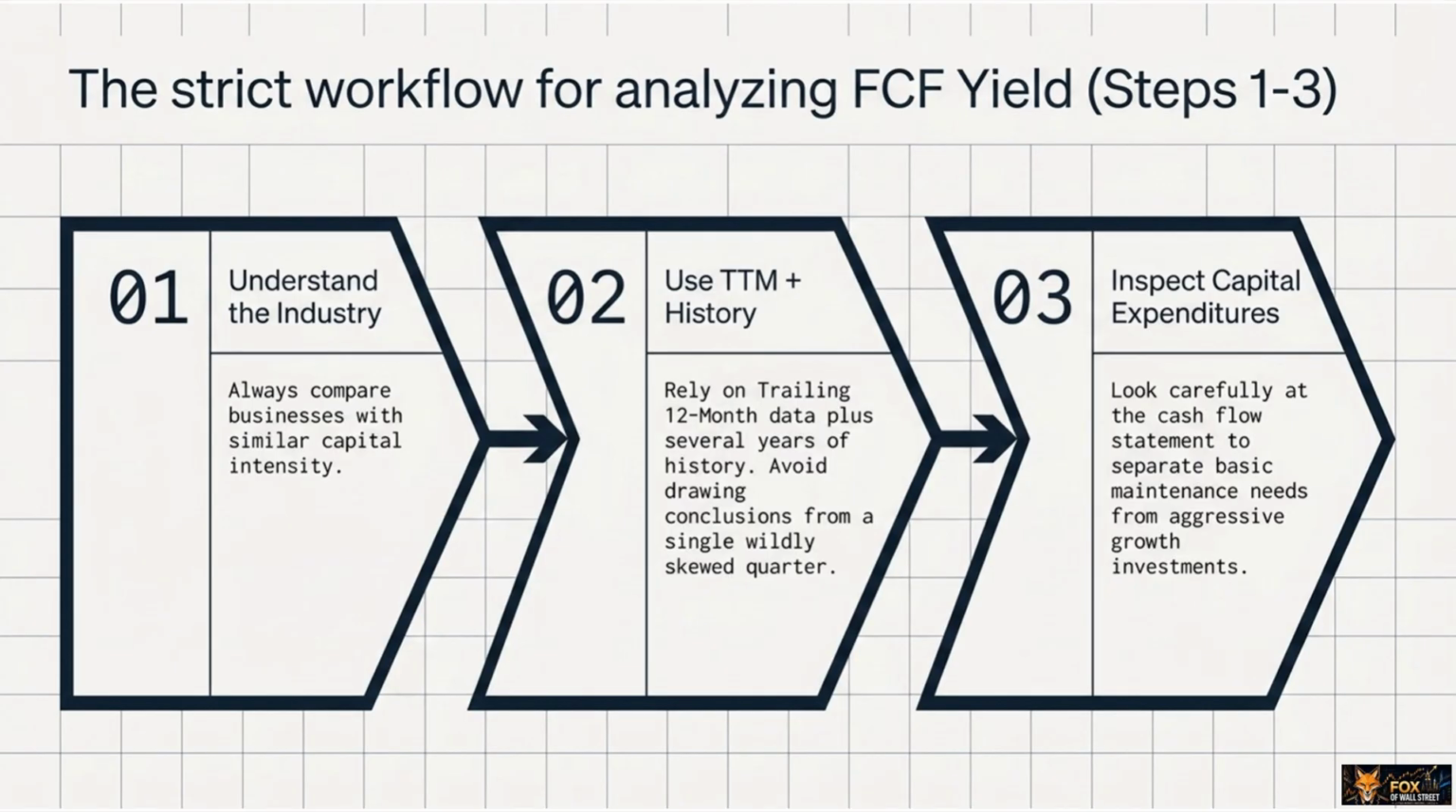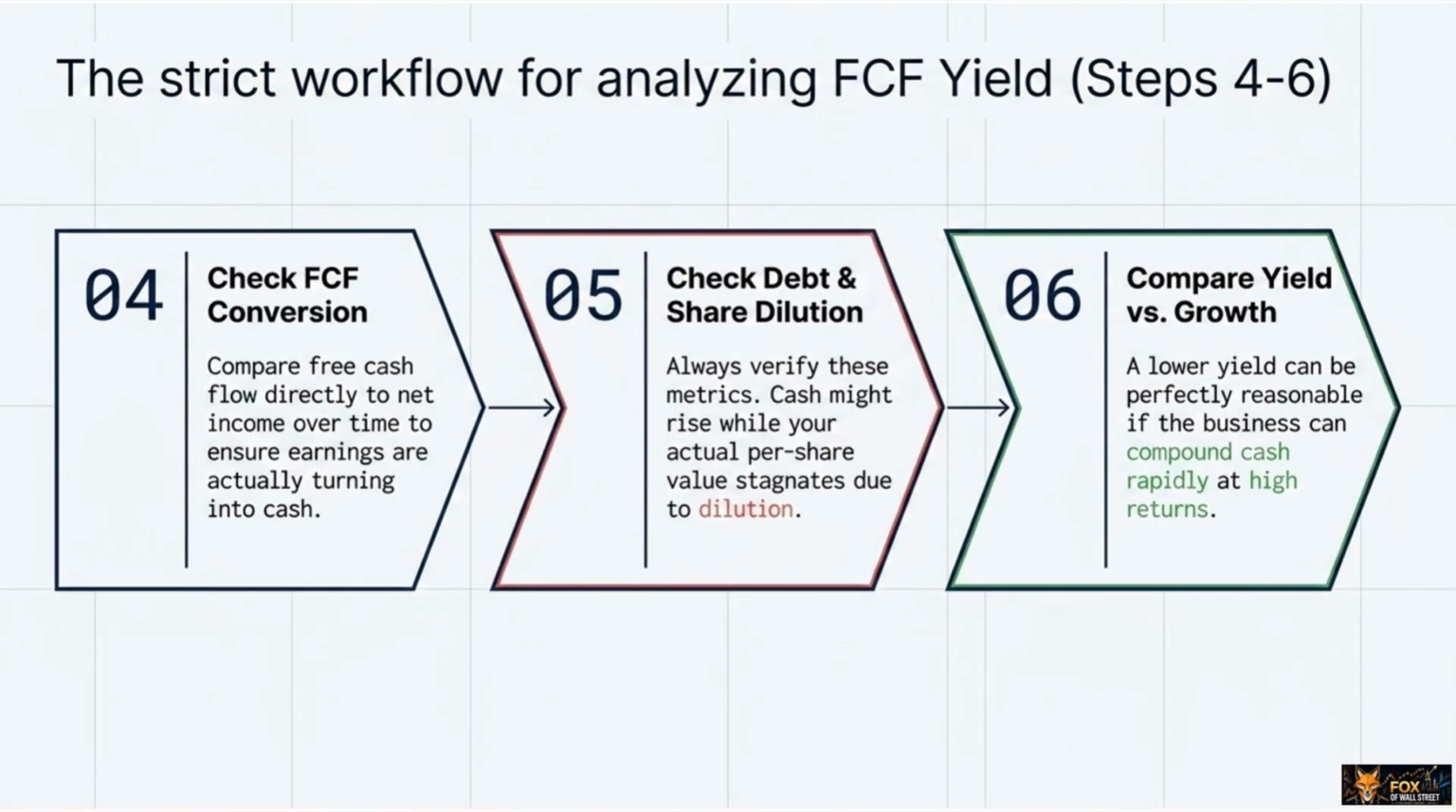Okay, so here is a strict 6-step beginner's workflow for analyzing FCF yield. First, understand the industry. You want to compare businesses with similar capital intensity. Second, use trailing 12-month data plus several years of history. Definitely avoid drawing conclusions from just one quarter. Third, inspect those capital expenditures carefully, separating basic maintenance needs from aggressive growth investments. Fourth, check FCF conversion by comparing it to net income over time. Fifth, always check debt and share dilution. And finally, compare the yield with growth. A lower yield can actually be perfectly reasonable if the business can compound cash rapidly at high returns.